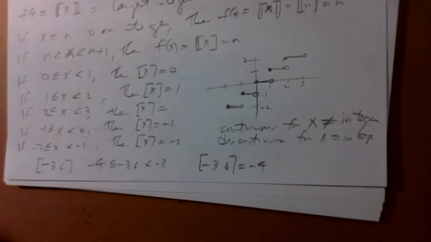Okay. So a good way to understand a continuous function is to make sure you understand examples of functions that are not continuous. Okay? Any questions about this?